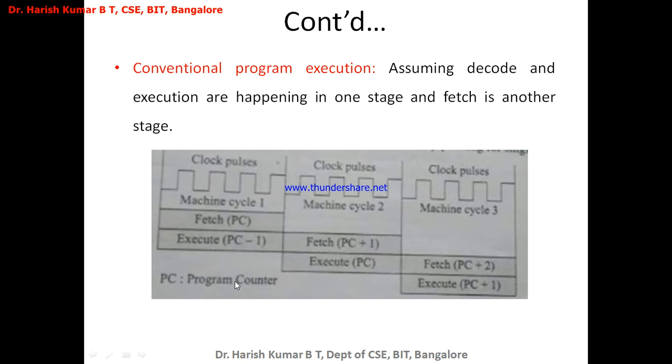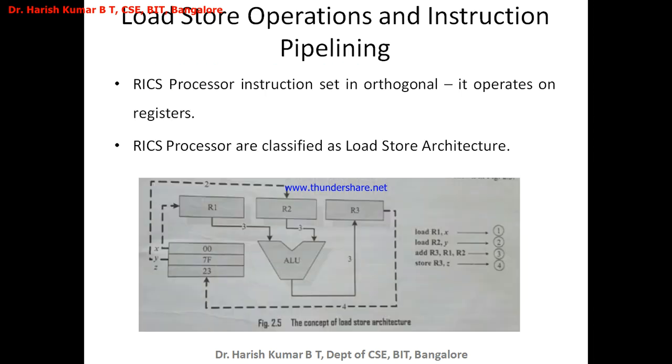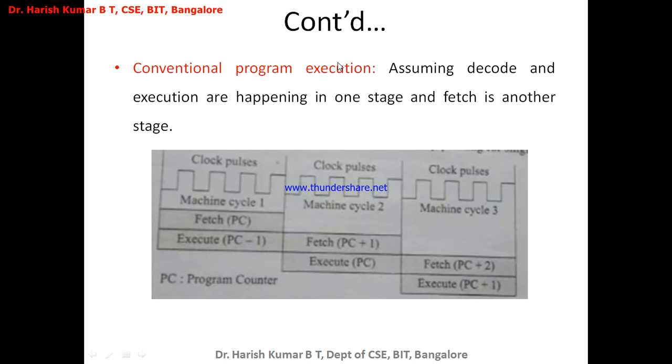Next, the pipelining. I have said instruction pipelining also. Now I'm considering conventional program execution here. I'm assuming decode and execution are happening in one stage and fetch in another stage. I'm assuming only a two stage pipeline here. I'm not considering a three stage pipeline. It's only two stage pipelining. Fetch is one stage, decode and execution are combined together in one stage. Now here there are 4 pulses, 1, 2, 3, 4.